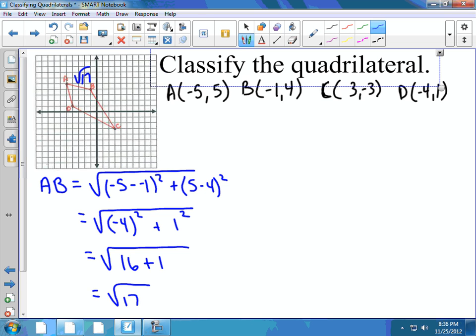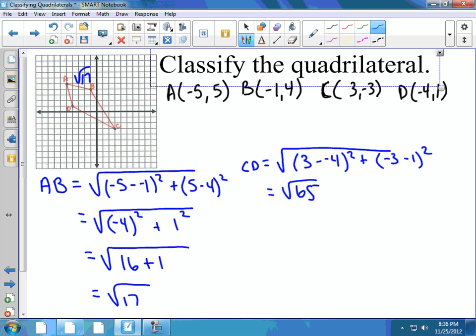Next thing, I like to go to the opposite side, so I find out what's the distance from C to D. Again, using the distance formula, differences of the x's squared plus the differences of the y's squared. I'm going to use a calculator here to simplify it. Turns out I get the square root of 65.